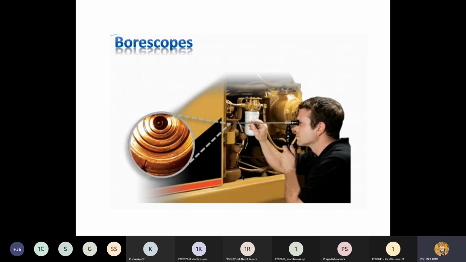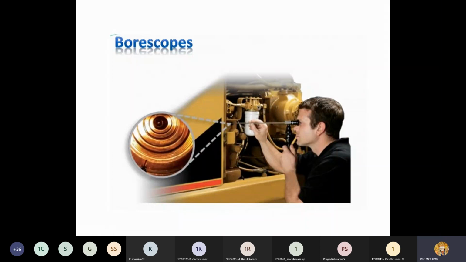See in this picture, an inspector uses this borescope device for viewing the inner part of a component. This is the enlarged, magnified image of the inner conduit or inner part of a component.